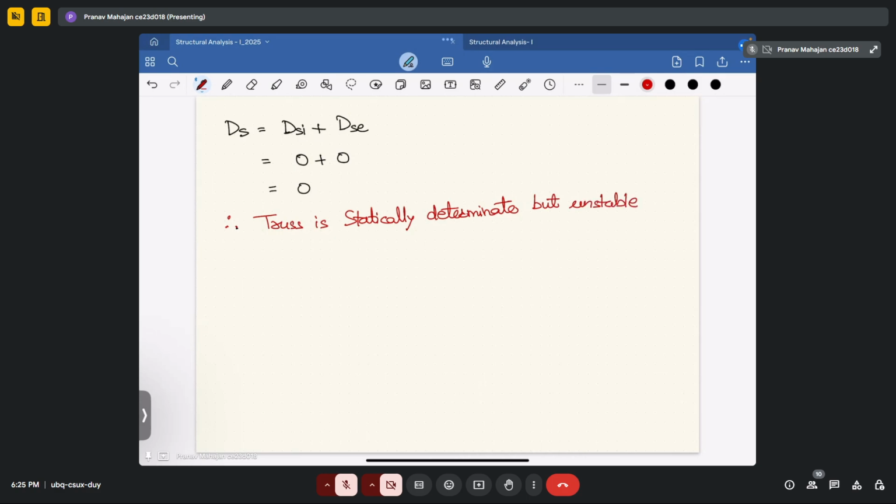Okay, so this is the condition I was telling you. So, in this case, your truss is statically determinate, but due to the geometry of the truss, this truss is not stable, this truss is unstable.